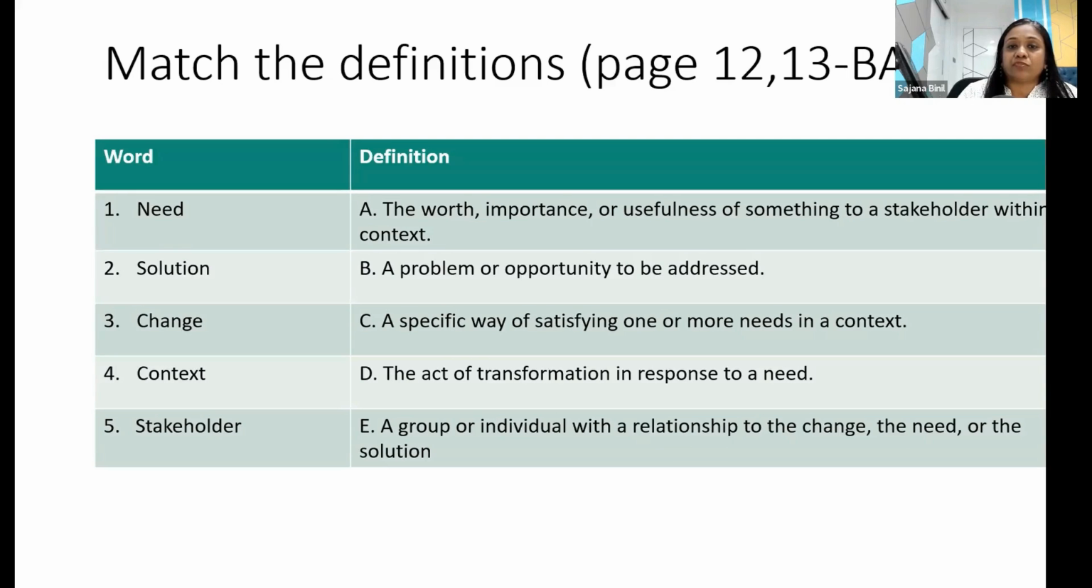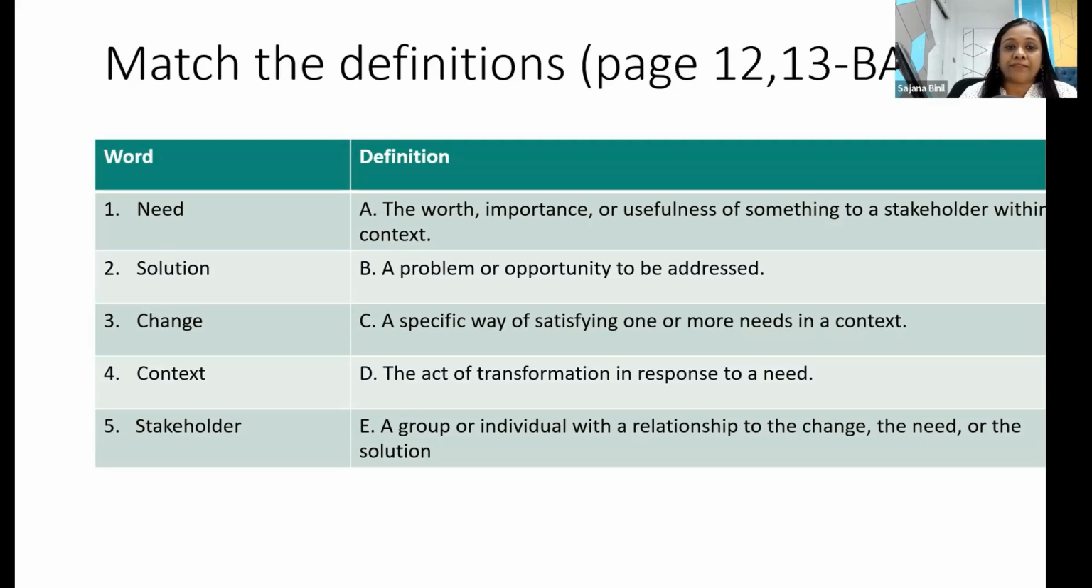Great, great responses. So the correct answer is quite obvious, right? Need, one matches with B. Need is a problem or opportunity, obvious. Second, solution. Two matches with C, a specific way of satisfying one or more needs. The third one, change, matches with D, act of transformation. Four, obviously, I just told you context is circumstances.